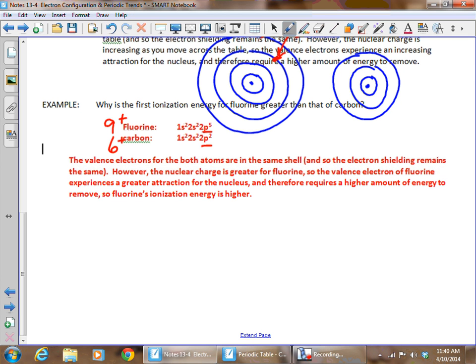Coulomb's law again, you've got 9 positive charges pulling on those electrons. They are being attracted more strongly. The more strongly they're attracted, the higher the energy is going to be required to remove them.